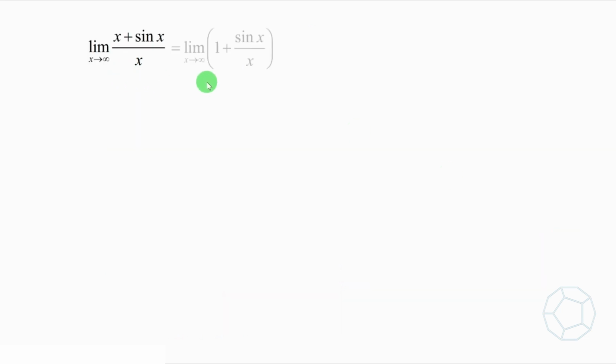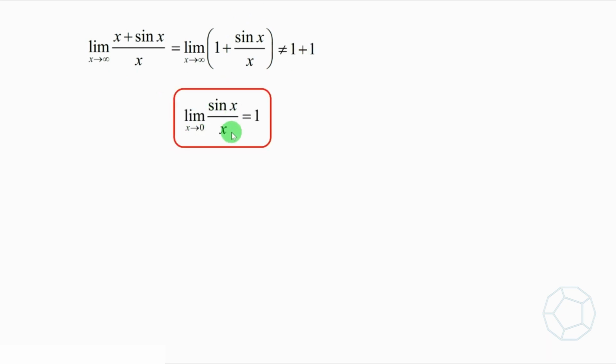Let's split the limit into the sum of two parts, which are 1 and sine x over x. Be careful about this limit. It is not equal to 1 plus 1, because the limit of sine x over x is 1 when x tends to 0, not infinity. Let's take a deeper look at the second part.